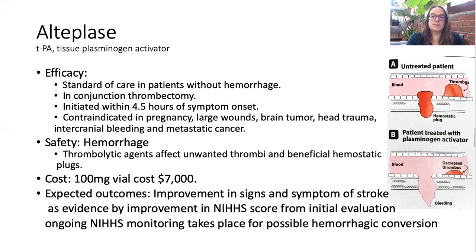Safety. The biggest risk with alteplase is hemorrhage. Thrombolytic agents affect unwanted thrombi and beneficial hemostatic plugs equally. So, unfortunately, in patients with clots, that hemostatic plug can be dissolved and result in massive bleeding.